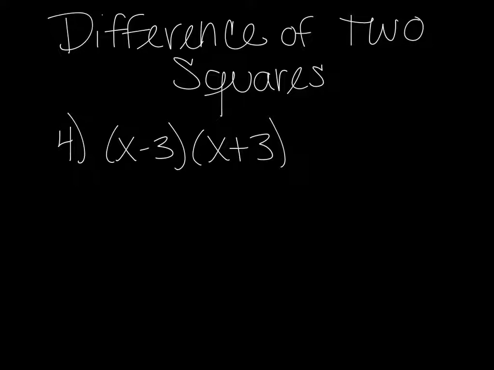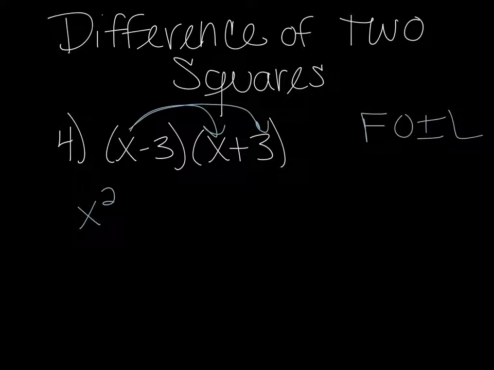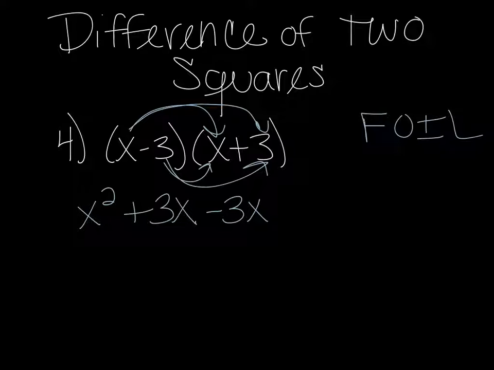The other type of special case is a difference of 2 squares. That's what we're going to create here. When I say 2 squares, those are 2 perfect squares, so 2 numbers that are perfect squares. And a difference means you're subtracting those. Well, the problem that I have in front of me, x minus 3 and x plus 3, again, we need to FOIL. So you get x times x, or x squared, x times 3, so plus 3x, negative 3 times x, which is negative 3x, and negative 3 times positive 3 is a negative 9.